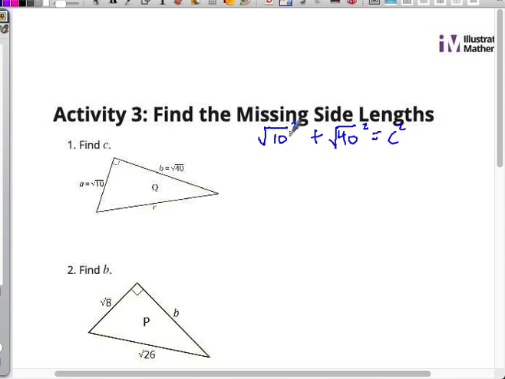What is the square root of 10 squared? 10. And the square root of 40 squared is 40. So that equals C squared. 10 plus 40 is just 50, so 50 equals C squared. And then when I want to get C by itself, I want to get rid of that exponent, so I just put the square root symbol around it. Then the square root and the square cancel each other out, so that gives me C. So C is the square root of 50.